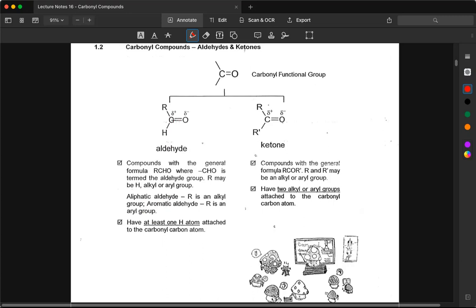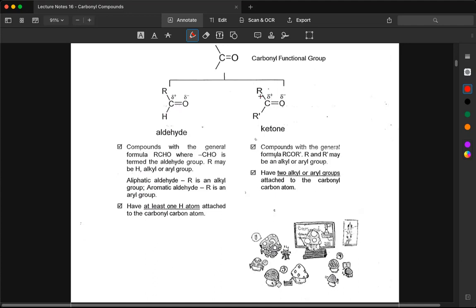Okay, so if you have at least one H bonded to this C, that's also bonded to O, this is an aldehyde. But if you have this, the two substituents bonded to C are both alkyl or aryl groups with no hydrogen, then this is a ketone.